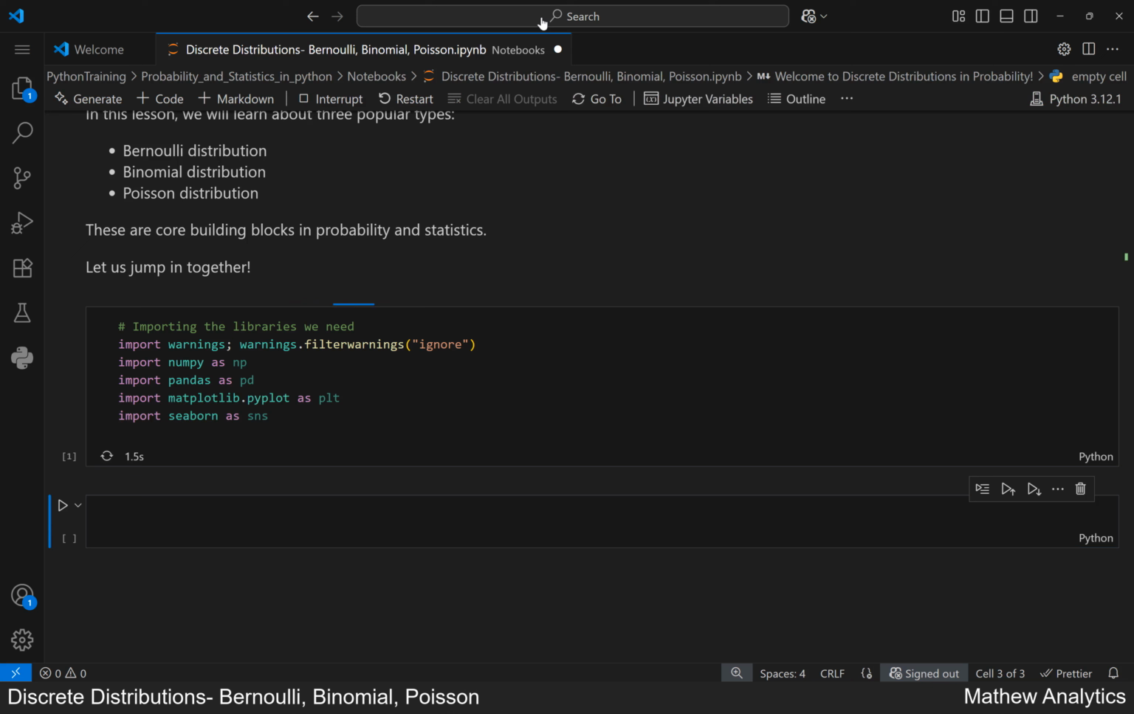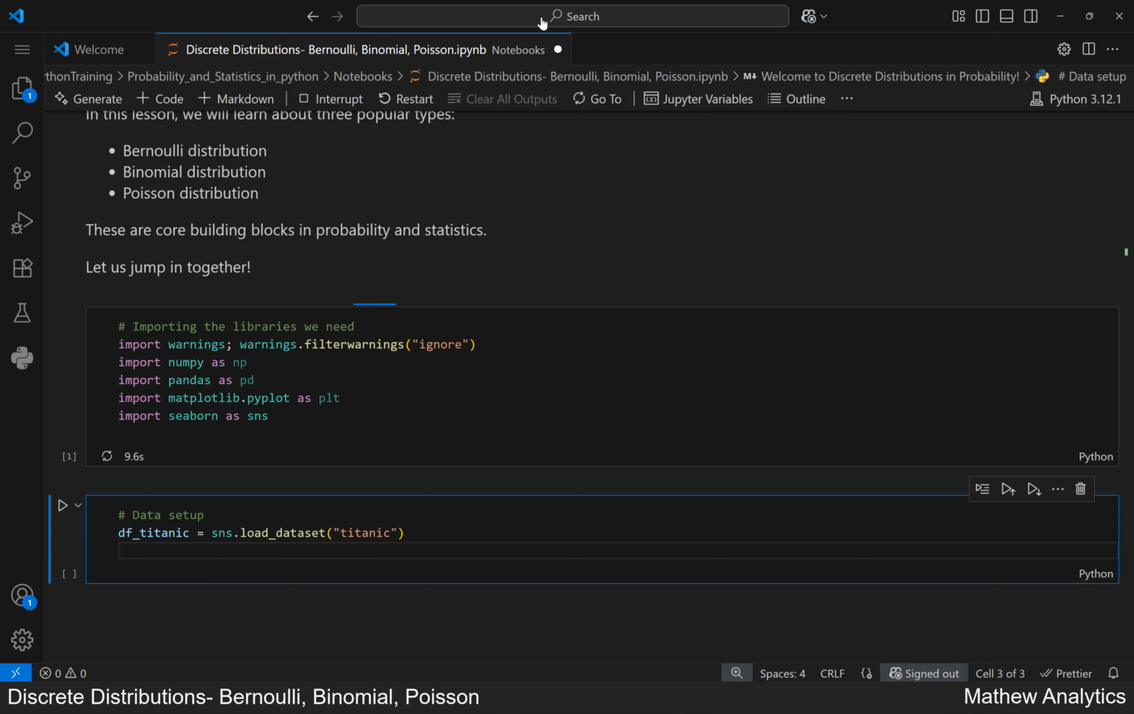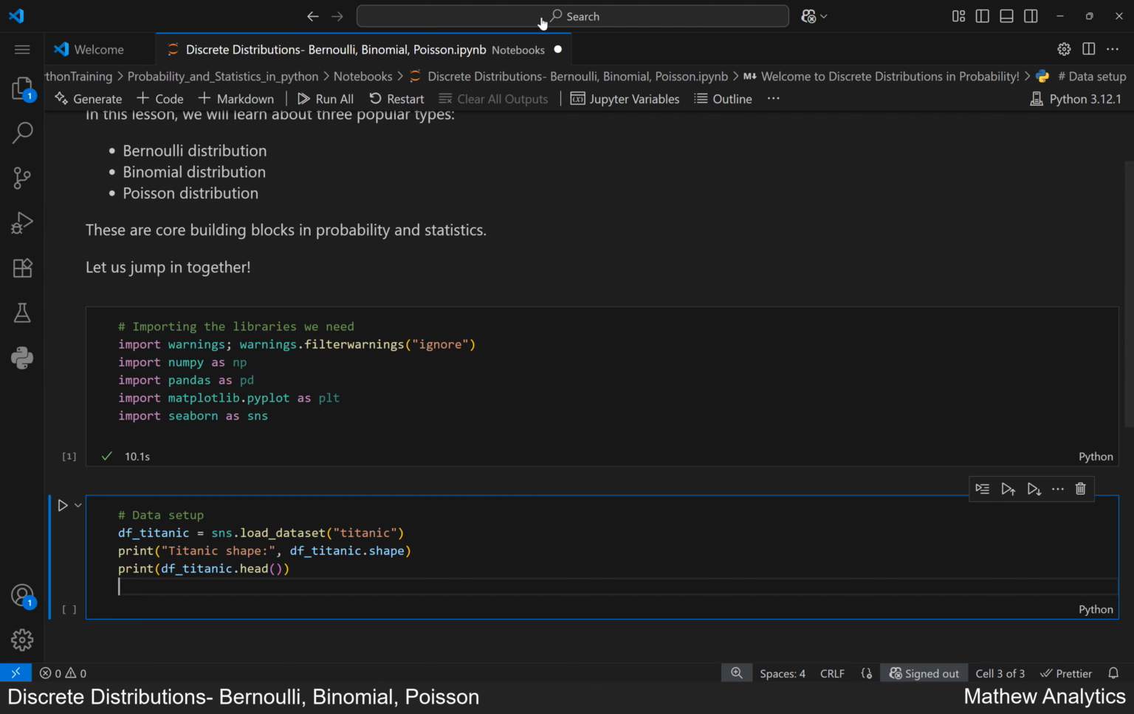Let us load the Titanic dataset to use later for an example. This dataset was collected from real passengers. We print out the shape, or rows and columns. And we preview the first few lines to see what is inside.